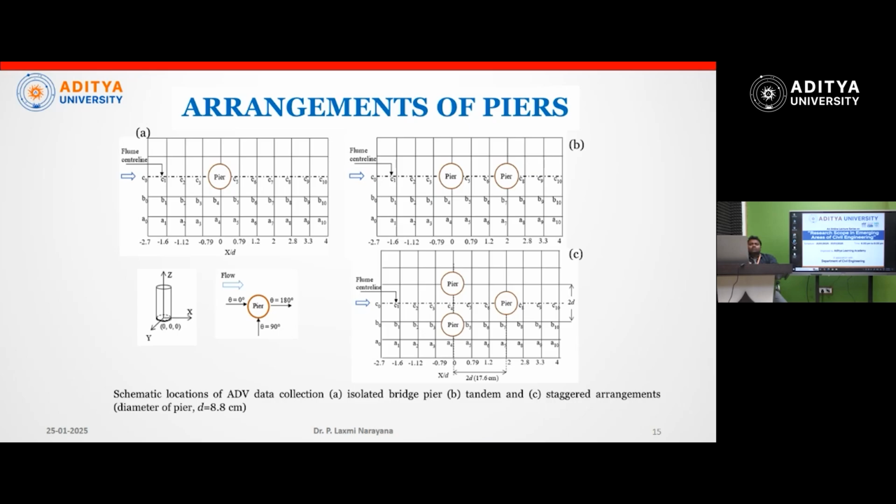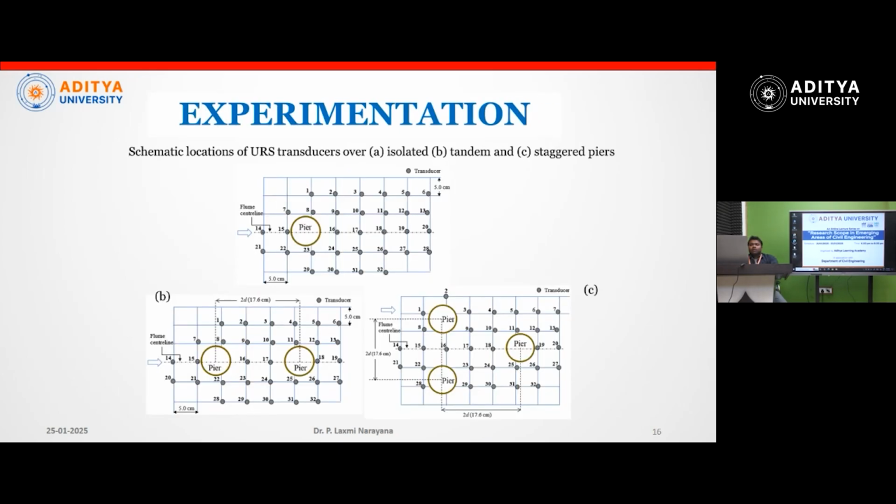So if you see on the screen, these are the different grid points, single, tandem, and staggered at different locations where I need to collect all the signals. And this is the schematic arrangement of the ultrasonic ranging system transducers where I collected. I will show some video also, how I collected, how the instrument looks like, all those things.